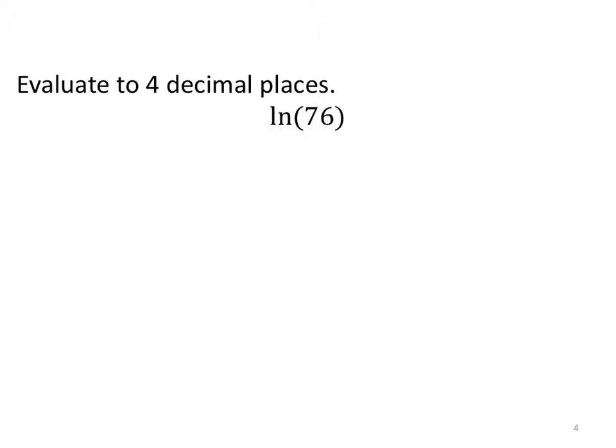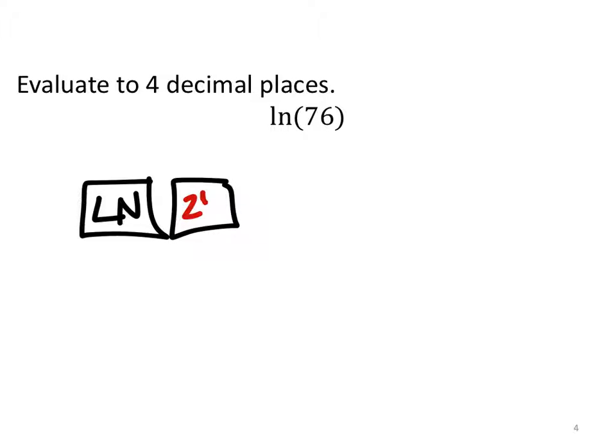This one tells us to evaluate to 4 decimal places, which means automatically that we will have to use a calculator because estimating this one, I don't know how to do it in my head, really. Well, I guess we could change it to exponential form. In any case, it's the same button sequence on this one, ln. And I've got to push, for me, it's the second button.